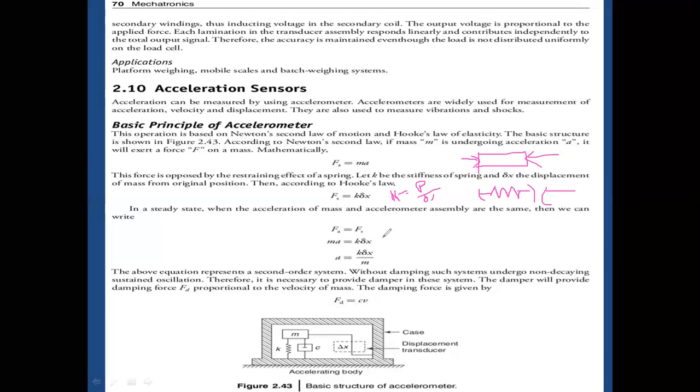Next, in order to bring the entire scenario into equilibrium position, we maintain some equation. The amount of force applied on the particular spring is equal to the resisting force opposed by the spring. By equating these two equations, we get MA equals K into delta X. So obviously A equals K multiplied by delta X by M. The above equation represents a second order system.